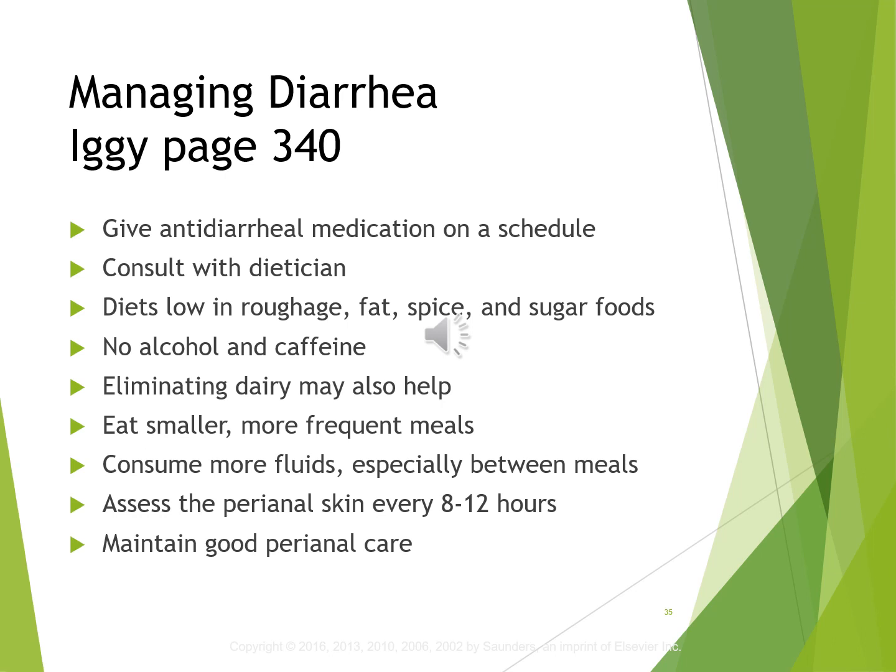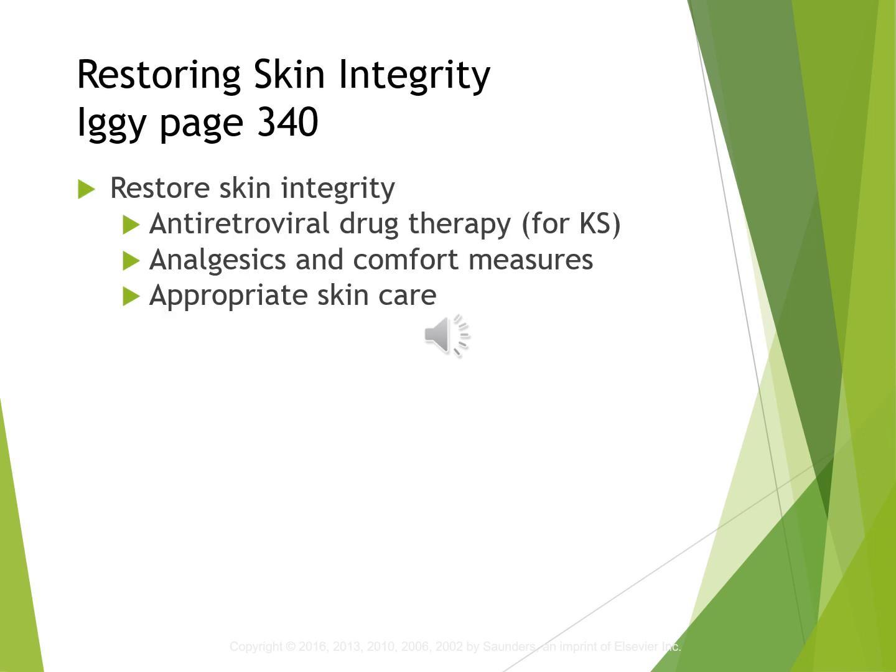Assess the perianal skin every 8 to 12 hours just to make sure, if they're having lots and lots of diarrhea, you can start seeing breakdown of the skin down there, and then we've got a whole other problem on our hands. So always wanting to assess that skin. And then also maintain good perianal care. Again, think about this. Diarrhea stool can be very acidic and caustic to the skin. These patients are at risk for infection anyway, so we don't want any skin breakdown because that's just another avenue for an infection.